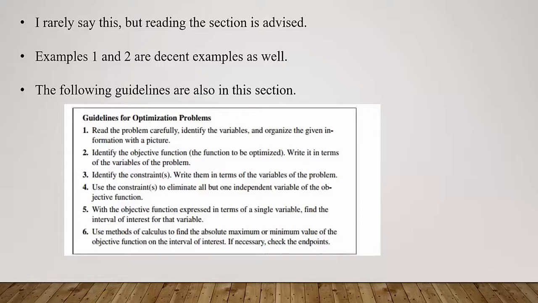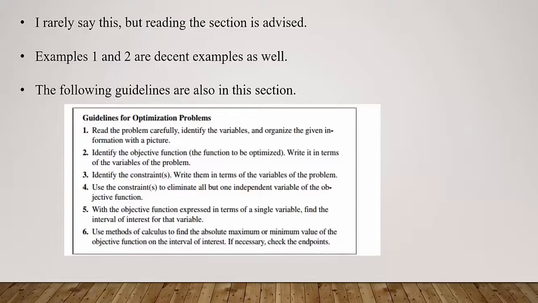Then you're going to identify the objective function. Now, the objective function, that's just a nice way of saying the function that is to be optimized. So in an optimization problem, you're trying to maximize something or minimize something. That's called optimization. So you want to have a function that represents what you're trying to maximize or minimize, that is, optimize. And then you're going to write the function in terms of the variables given in the problem.